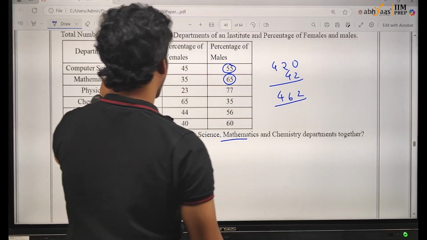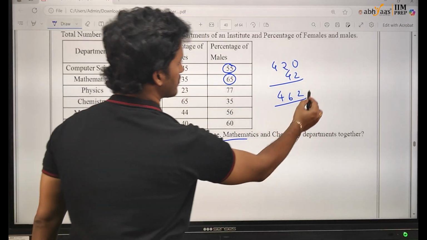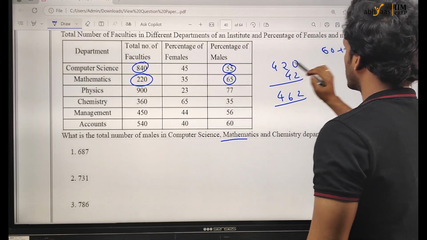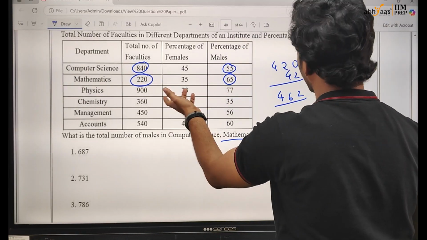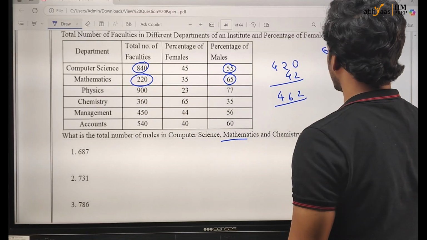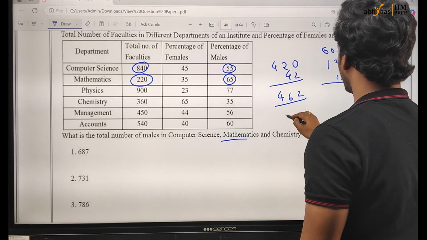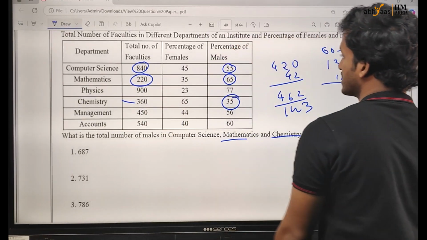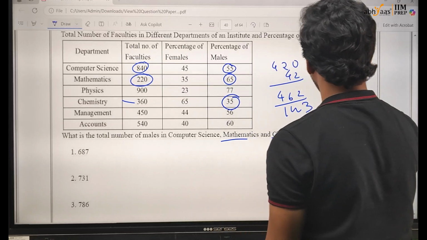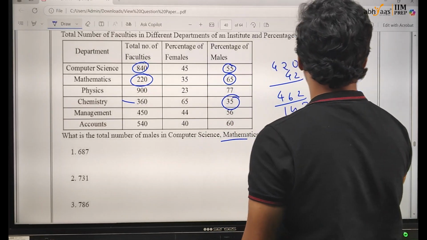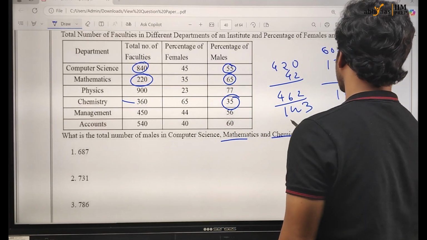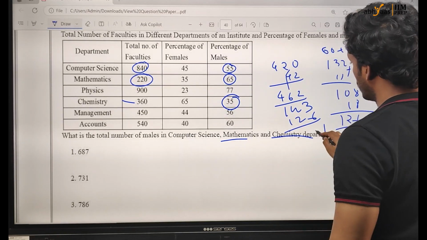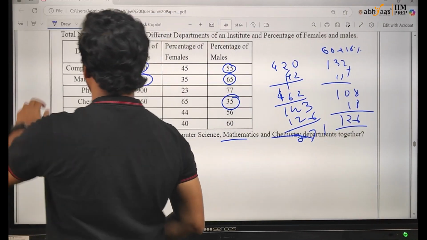65 percentage means I have to take half first. I mean, I'm just calculating like 50 plus 15 percentage. Or you can calculate 60 percentage first. It is 132 plus 5 percentage is 11. So it is 143. And in chemistry department, it's 35 percentage. 30 percentage of 360 is 108 and 5 percentage is 18. So it's 126. If I add them, 731 is the answer.